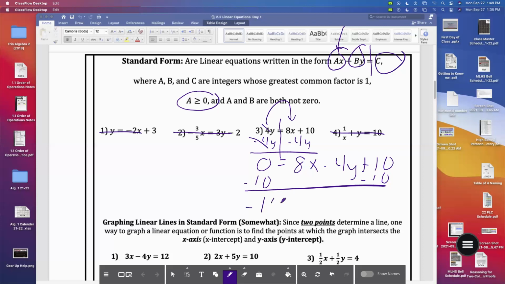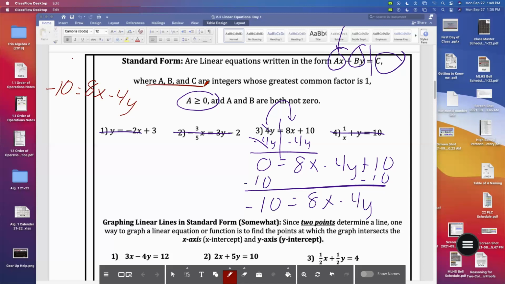0 minus 10 is just a negative 10. It's equal to 8x minus 4y. Now are we in standard form? Now, I believe about 99% of students will say yes. My x and y are on the same side. My A is positive, everything else on the other side. And they'd be like, yeah, that's a standard form. And for the most part, you would be right. Except there's one more thing that you have to watch out for.